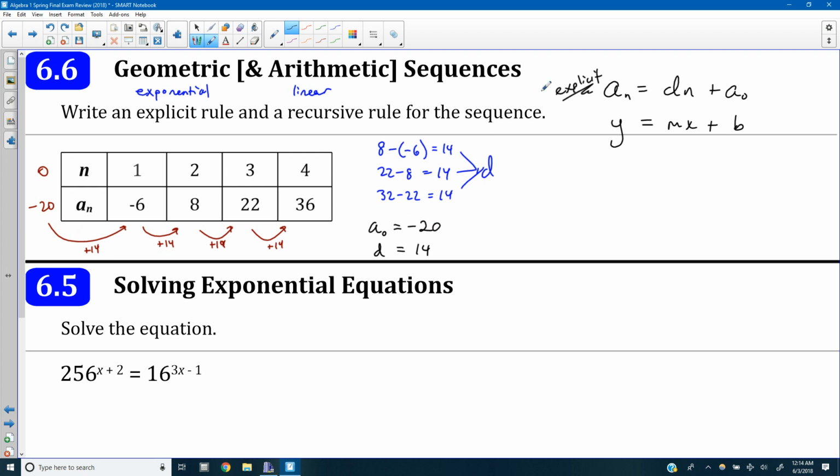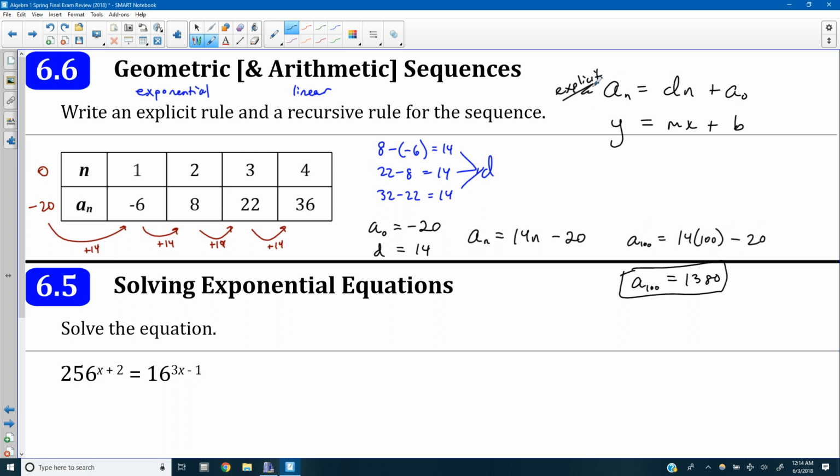You have all the information that you need in order to write the explicit equation for this thing, and it looks like this. To find the value of any term n, you will take negative 20, and you will add 14 exactly n times. If I want to find the 100th term, I would do a sub 100. And I would do 14 times 100, which means adding 14 100 times, starting from negative 20. That would give you 1380. If you really want to know, the 100th term of this list is 1380.